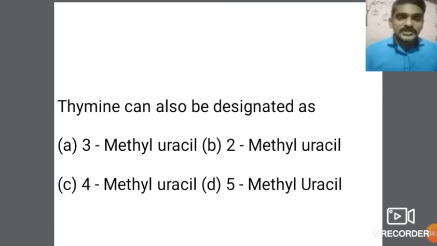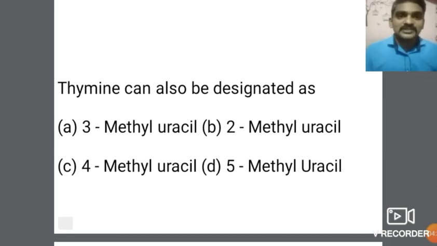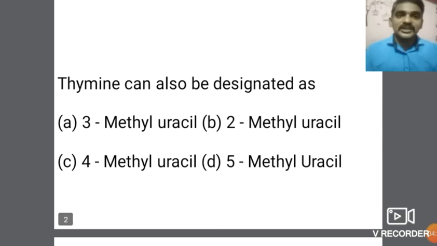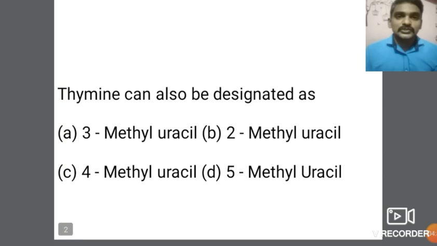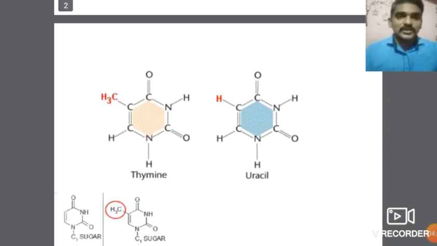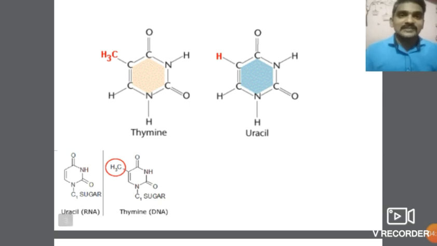If you see the four options, in all four options they have given methyl uracil, but the only change is the 3, 2, 4 and 5. So what do 3, 2, 4, 5 mean? That is the position of the methyl group in uracil. In the ring structure there will be carbons, so that denotes the position of the carbon. If you see the structure, you can clearly identify the answer.